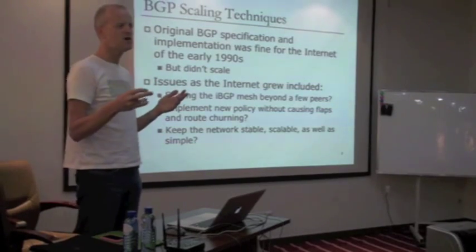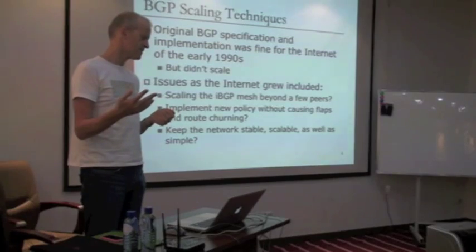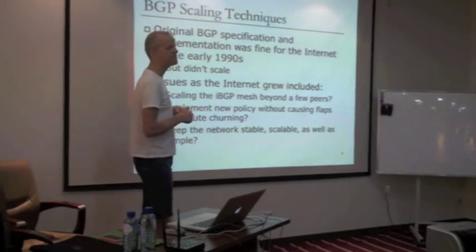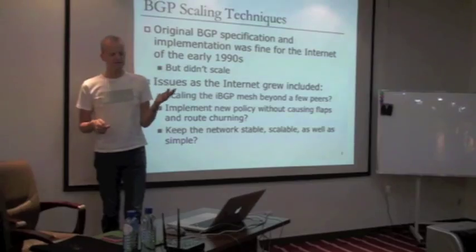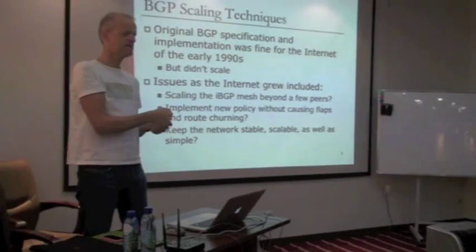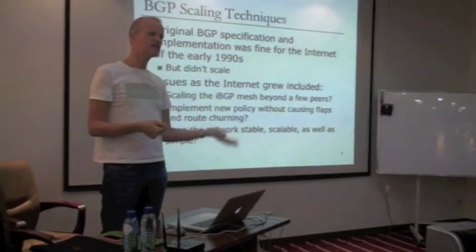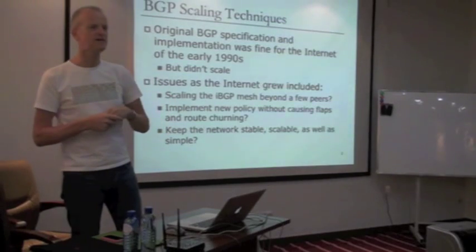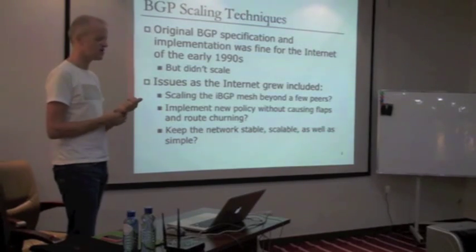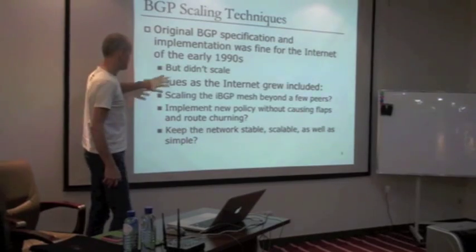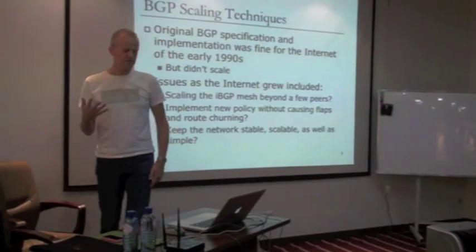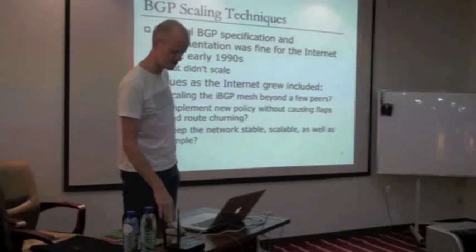Remember I said yesterday, when we implement policy in BGP, we have to do something called a route refresh. Well, that's relatively recent. That only appeared about 15 years ago. Before then, the ISPs had to shut down BGP and then start it again. And if you shut down BGP, you disappear from the internet. If you restart BGP, then you take some time to reappear. So it wasn't really an instant update of policies. So implementing new policy, that was an issue as well. And of course, just trying to keep things as stable, scalable, and as simple as possible.